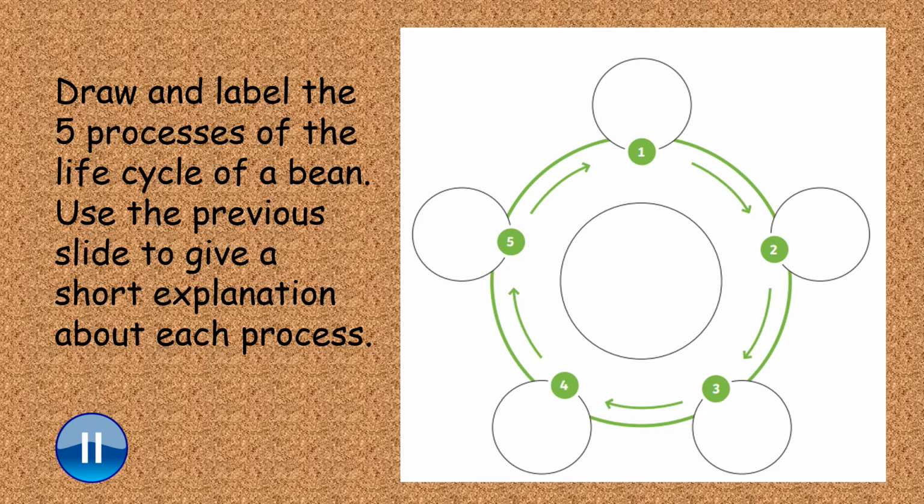Right, using the diagram to the right, you might want to cast back to the other slides previously, and I want you to draw and label the 5 processes of the life cycle of the bean. Okay, use the previous slide to give you a short explanation about each process, or you can go back over the previous slides and use those 5 slides to help you. Remember to pause it, give yourself time to draw them down carefully and write an explanation about each part of the process.